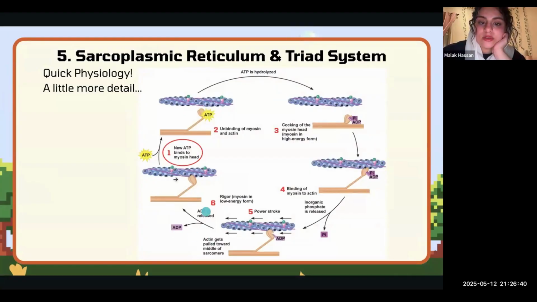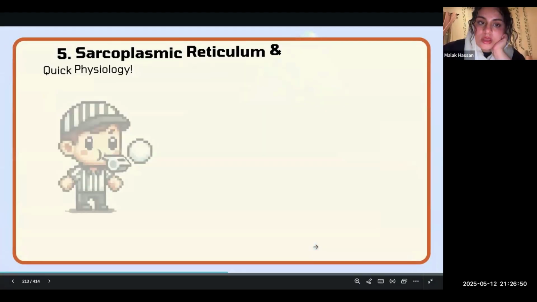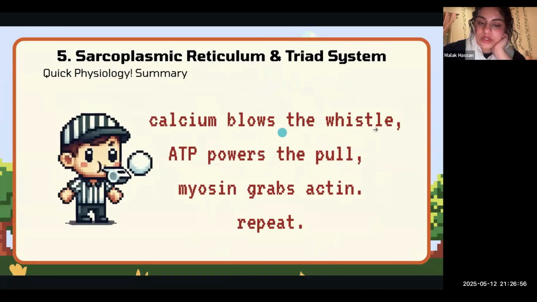We have this cycle. I think you can go over it yourself because I don't really have much time to explain it, and it should be covered in physiology. This is just a summary for the physiology: calcium is what blows the whistle. It starts it off. ATP powers the pull, and myosin will grab the actin, and then it will repeat.